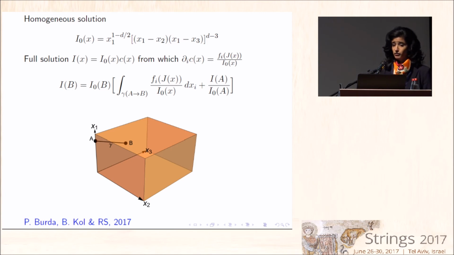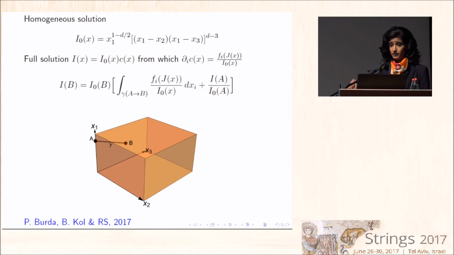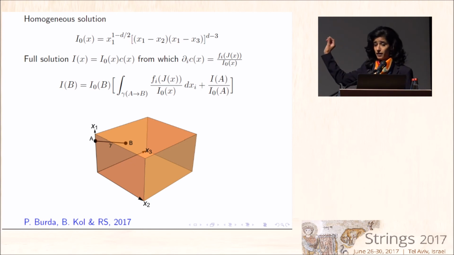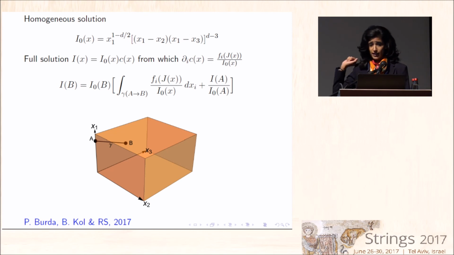We find the homogeneous solution. We could find the full solution by variation of parameters, from which we could find the gradient of this function C in terms of functions of the degenerate diagrams. And now we could find the value of our Feynman integral at any point B by taking a line integral from some point A through some path gamma, by integrating over this gradient.